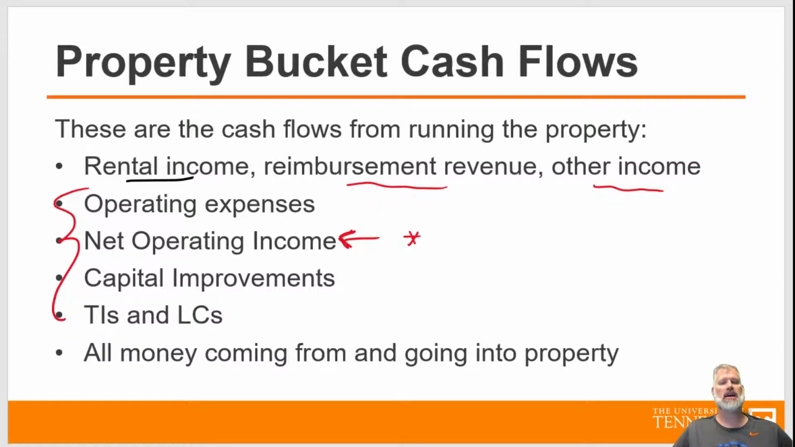So below that line, that's strange to say below the bottom line, but below that line we have what's called the capital expenses. So any capital improvements would also be a cash flow that we take into account. And any tenant improvements or leasing commissions, those are cash flows that we have to pay as an owner to kind of bring tenants into the building. So it's not net operating income, but it is property level cash flows that we need to take into account. So this bucket captures all money coming from and going into the property.